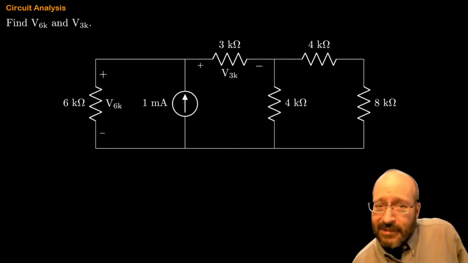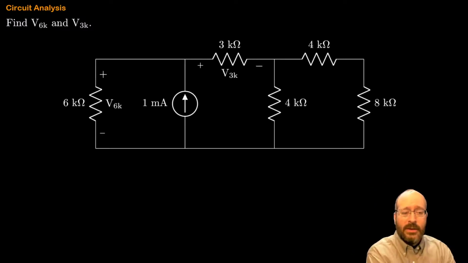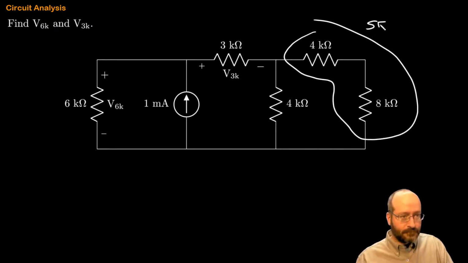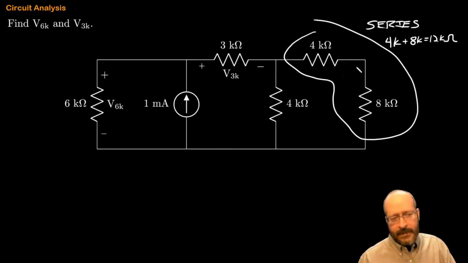So I'm going to look at this problem and I'm going to say, what do I need to do? Maybe I can simplify it. And it looks like that 4K and the 8K, I'm looking at these two over here, are in series. Okay, so let's start off immediately by saying these are in series. So I can combine them and I can say 4K plus 8K is 12K. Okay, that's a good start.